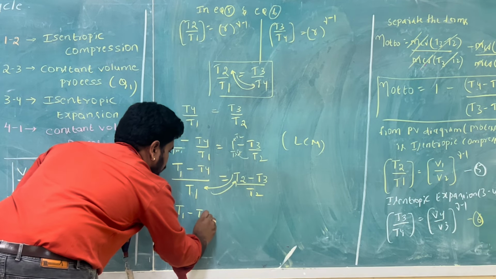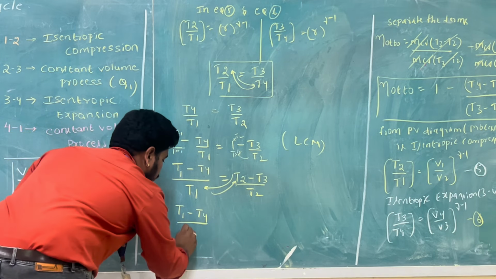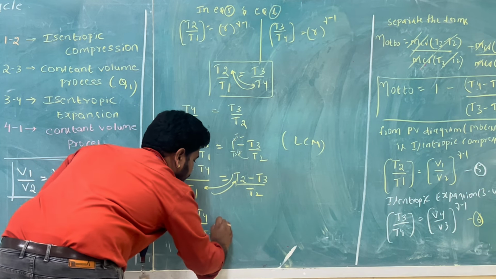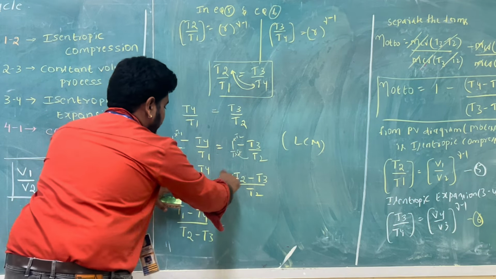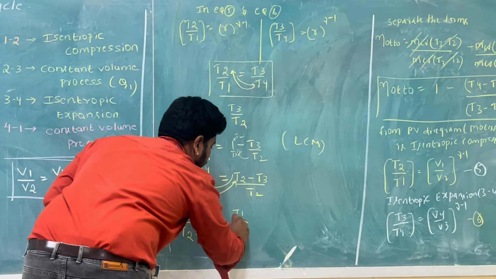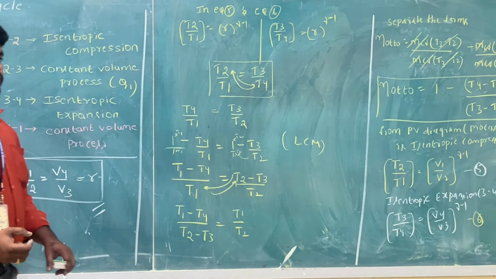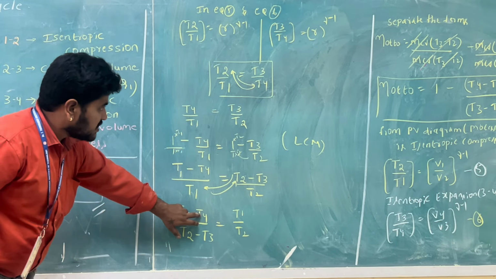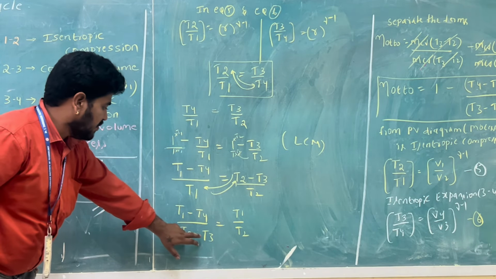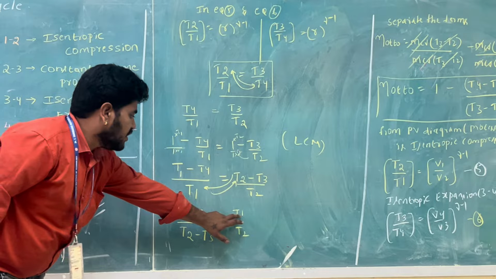(T1 minus T4) divided by (T2 minus T3) is equal to, on cross multiplication, T1 comes here, so I will take it as T1 by T2. Okay, understood this? So (T1 minus T4) divided by (T2 minus T3) is equal to T1 by T2.